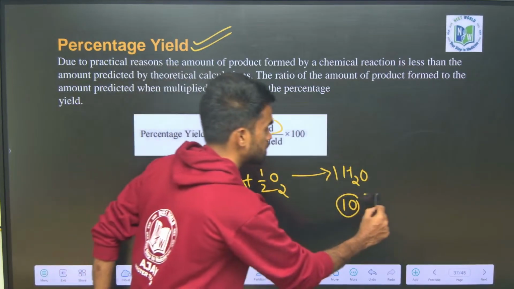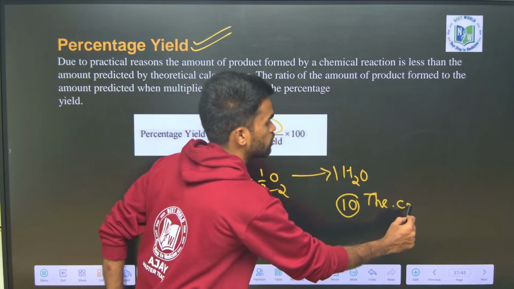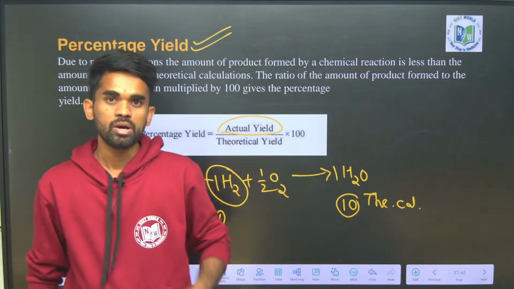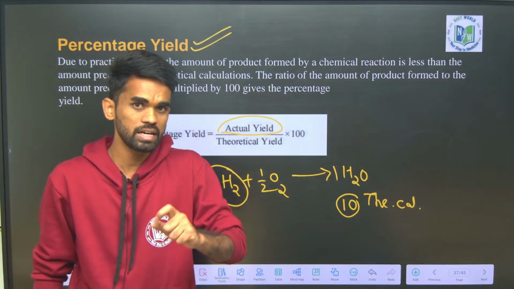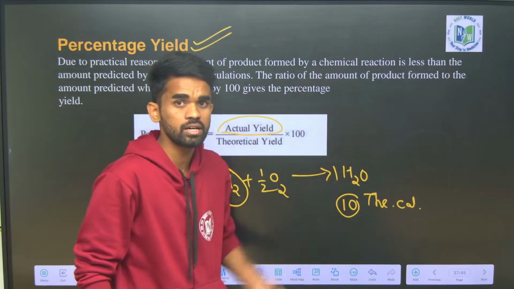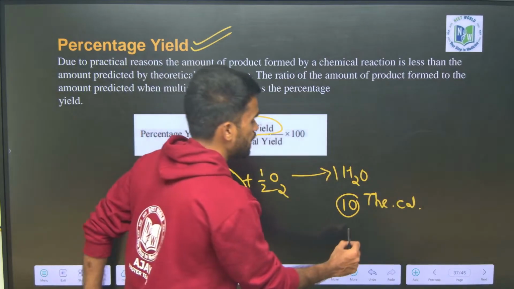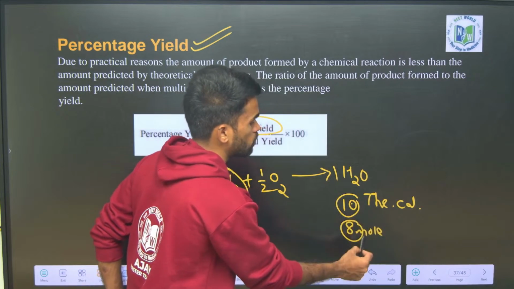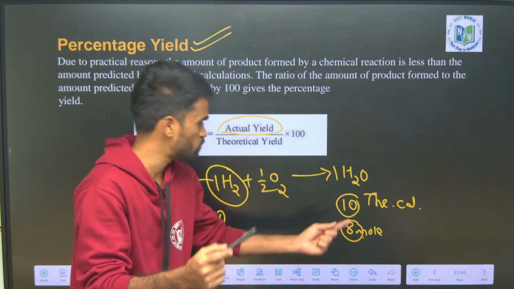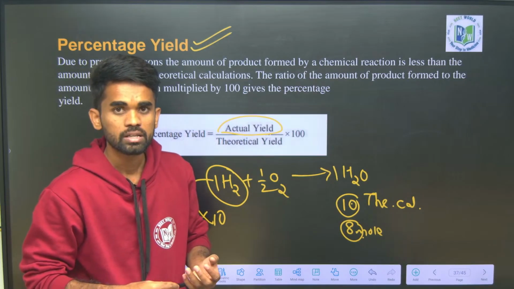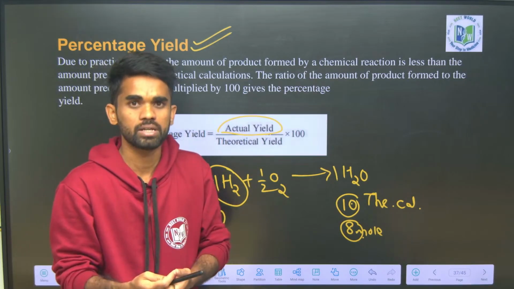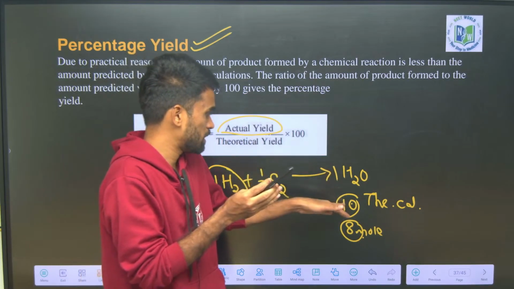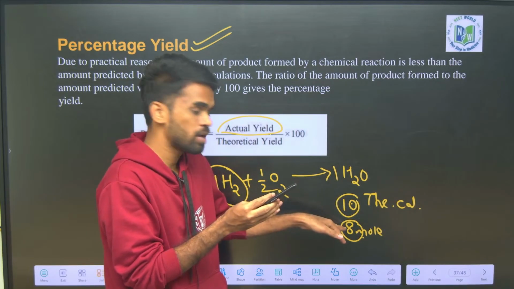So I can say this is a theoretical calculation. But when I performed the experiment to produce this water, we got only 8 moles of water formed. Instead of 10, we got only 8 moles. Experimentally, it was only 8 moles. Then the remaining 2 moles were not formed. It means our expectation is 10 moles, but formed are 8 moles.